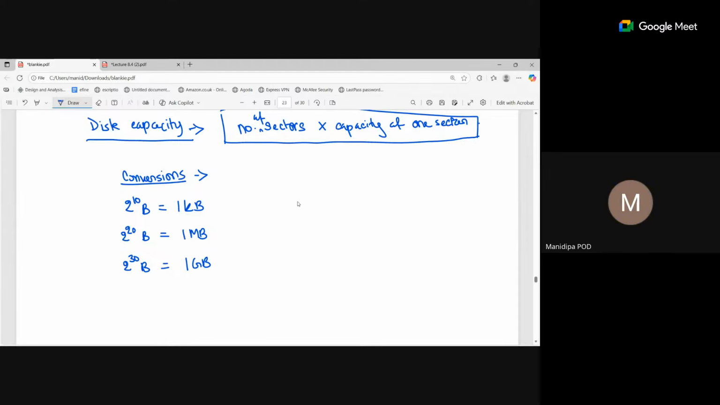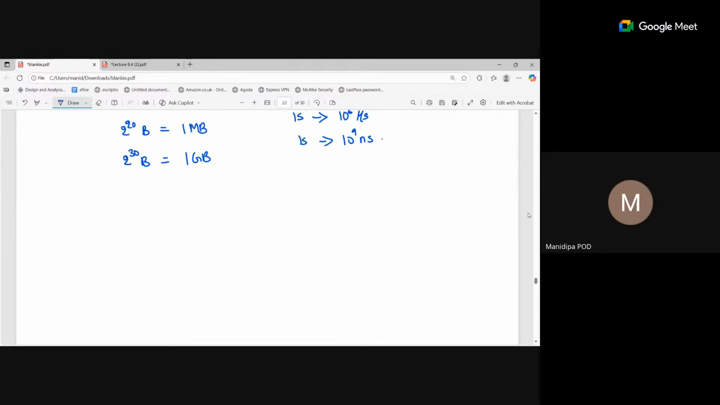These are the 3 conversions, and for time also: 1 second is how many milliseconds? 10 power 3 milliseconds, right? 1 millisecond is 10 power minus 3 seconds. Okay. So 1 second is how many microseconds? 10 power 6 microseconds. And nanoseconds? 10 power 9. Okay, so just remember these few conversions for the numericals. One more term I forgot is access time.